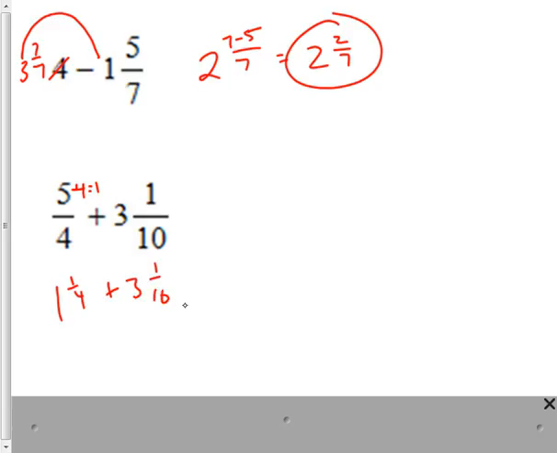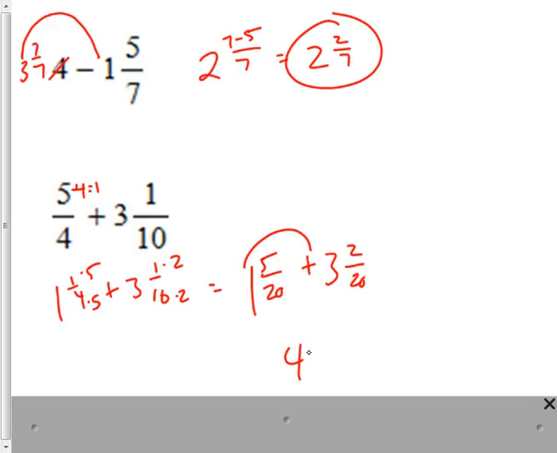So now I can get a common denominator. The denominator I'm going to use here is 20, so let's go with times 5 and times 2. So when we rewrite this, it's going to be 1 and 5/20 plus 3 and 2/20, which now we can add our whole numbers, is 4, and then 5 plus 2 over 20, which is 4 and 7/20.